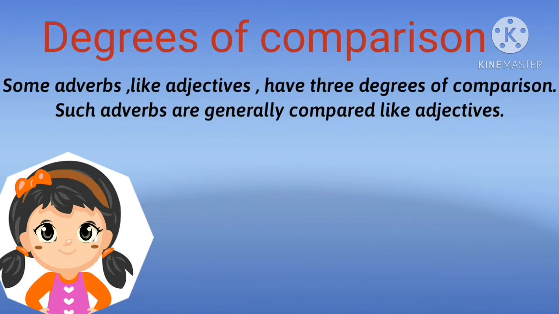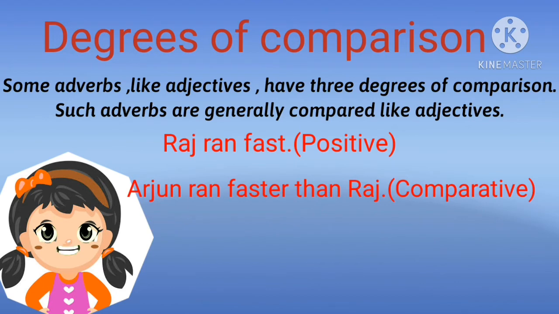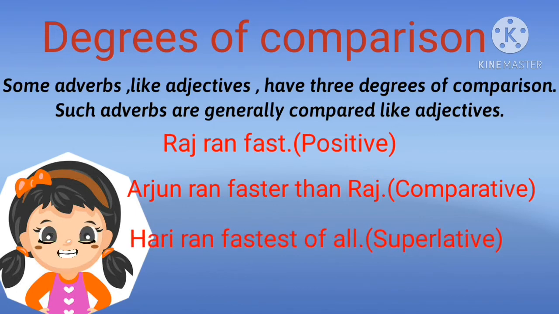Degrees of comparison. Some adverbs, like adjectives, have 3 degrees of comparison. Such adverbs are generally compared like adjectives. Take for example, Raj ran fast. This is a positive degree. Second one, Arjun ran faster than Raj. Here we are comparing between two people, Arjun and Raj. Hari ran fastest of all. So here we are talking about the maximum ability of running fast. Okay, so this is superlative degree.